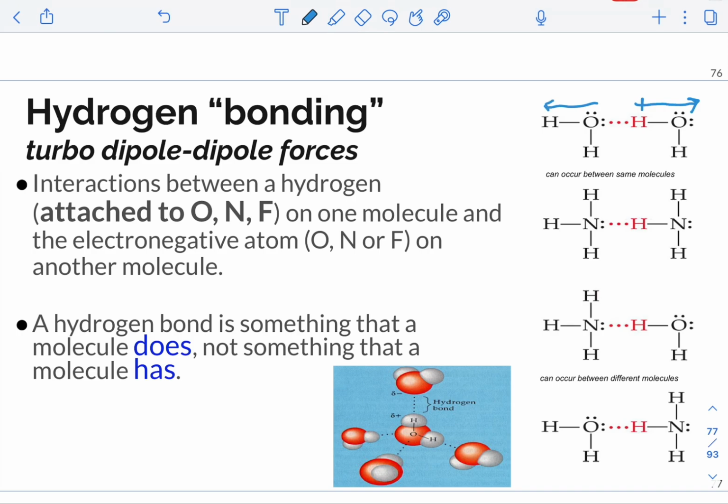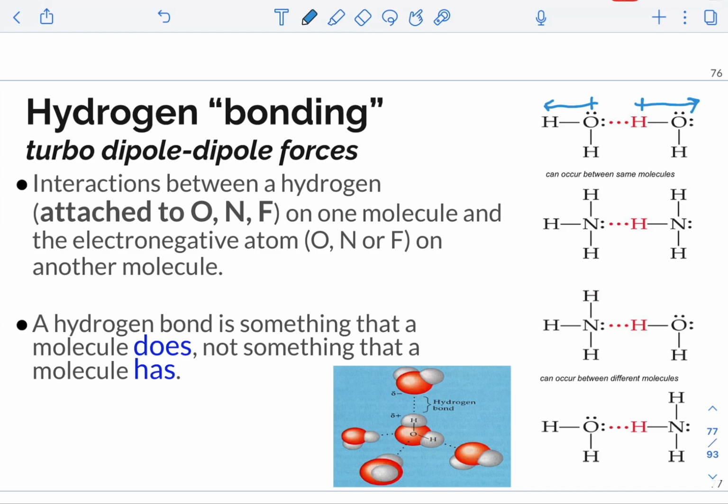We're still going to say that, but it's more slightly negative and slightly positive because oxygen takes so much more of those electrons, or nitrogen or fluorine takes so much more of those electrons, right? Because they're so electronegative compared to hydrogen. So the idea and the science behind hydrogen bonding is just like dipole-dipole, except it's more intense. Okay, so it's stronger dipole-dipole.